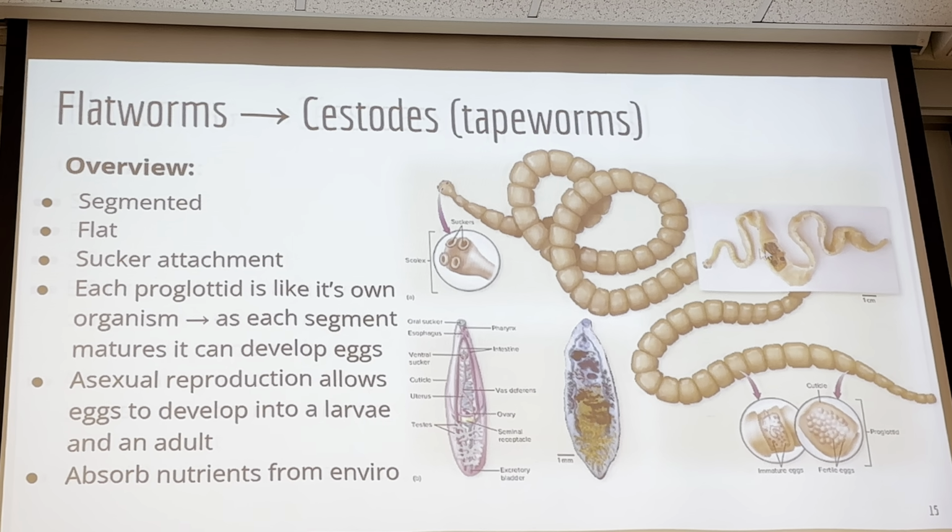And the proglottid is what carries eggs? Each individual proglottid is like its own little organism, so it carries all of its intestines, its reproductive organs, all that kind of stuff. So a proglottid is one segment of the segmented worm? Yes, and a proglottid is fully capable of living and existing on its own.